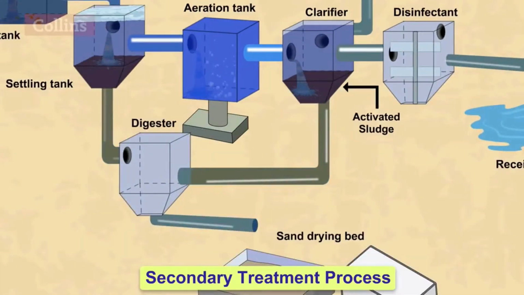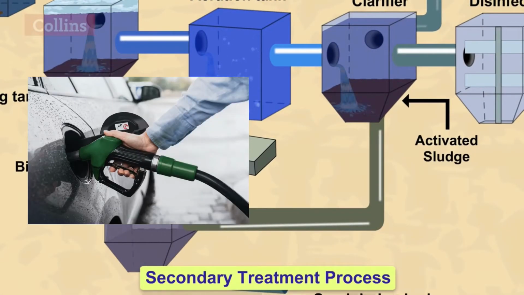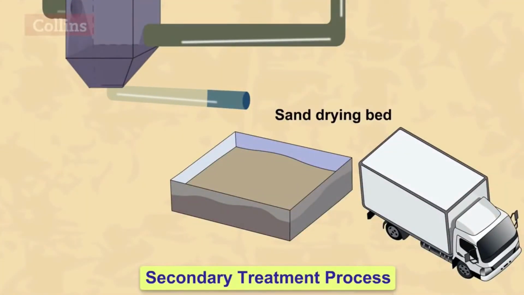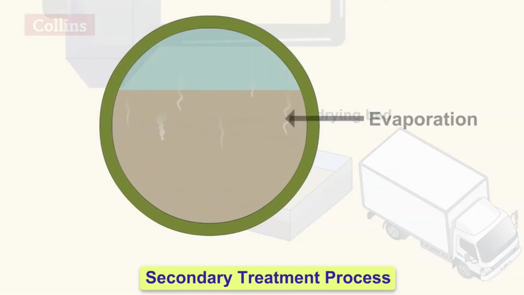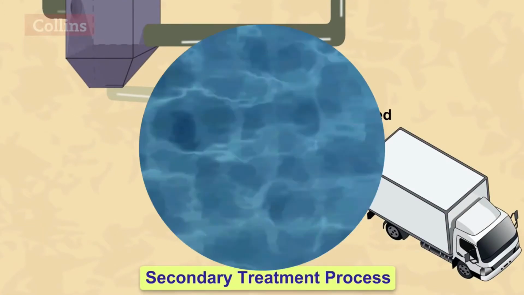The activated sludge produced along with the sludge produced in the primary treatment process is transferred to the digester where it is decomposed by anaerobic bacteria. Biogas is produced in this process, which can be used as fuel or to produce electricity. The activated sludge is then left in the sand drying bed where some water in the activated sludge evaporates and the remaining water drains through the sand drying bed.